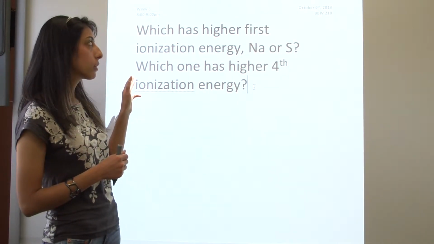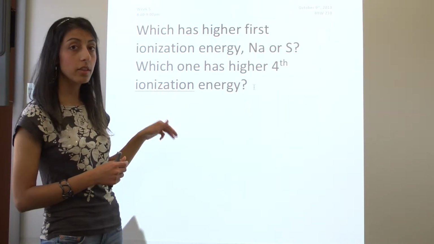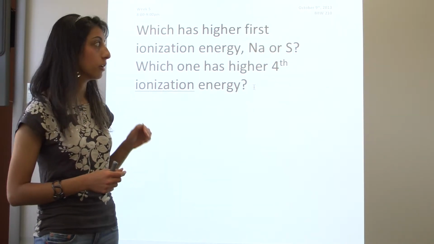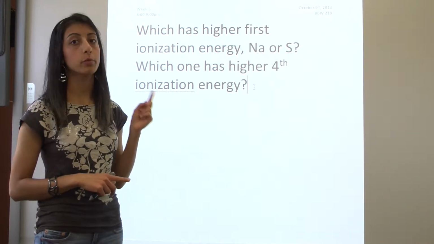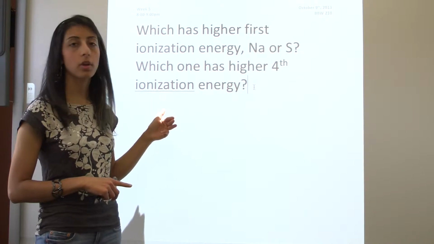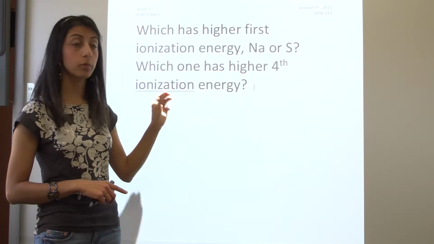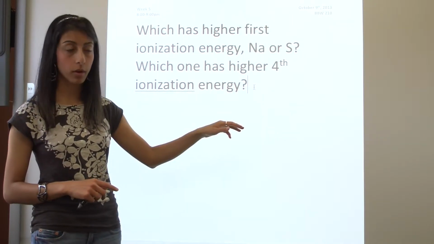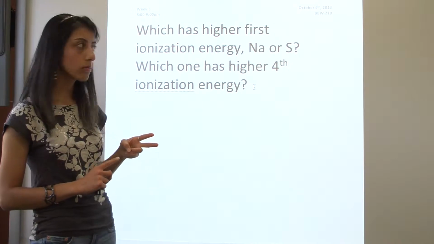Now in this problem, we're comparing the first ionization energy and the fourth ionization energy for sodium and sulfur. So the first ionization energy means we're removing one electron. The fourth ionization energy means we're removing the fourth electron. So we've already removed three, and we're going to remove another one from the atom. So we are comparing sodium and sulfur.